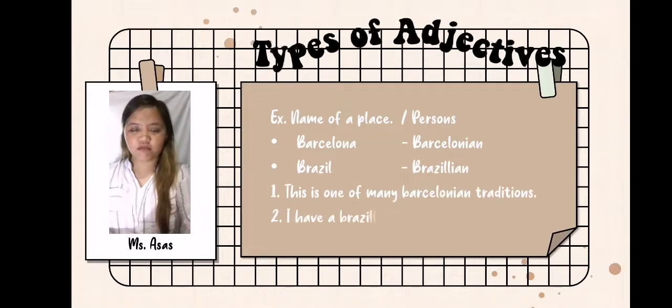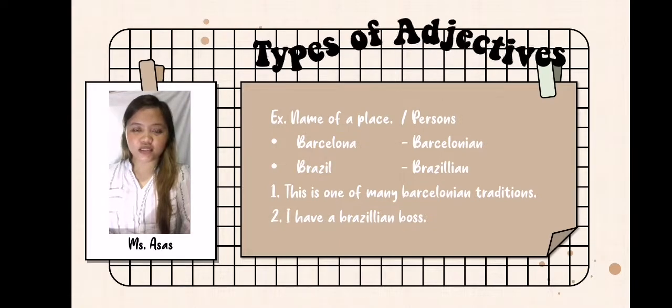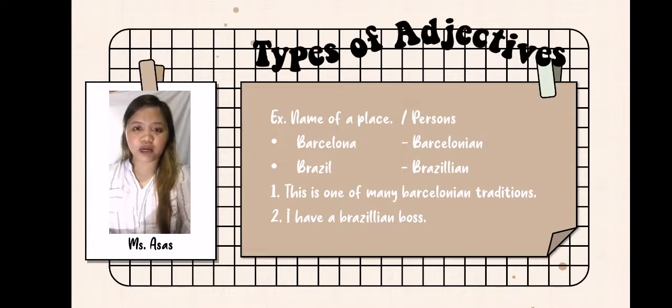The place name is Barcelona. And the proper adjective of Barcelona is Barcelonian. The example sentence is: this is one of many Barcelonian traditions. The second example is Brazil, that is the place name. And the proper adjective of Brazil is Brazilian. The example sentence is: I have a Brazilian boss.